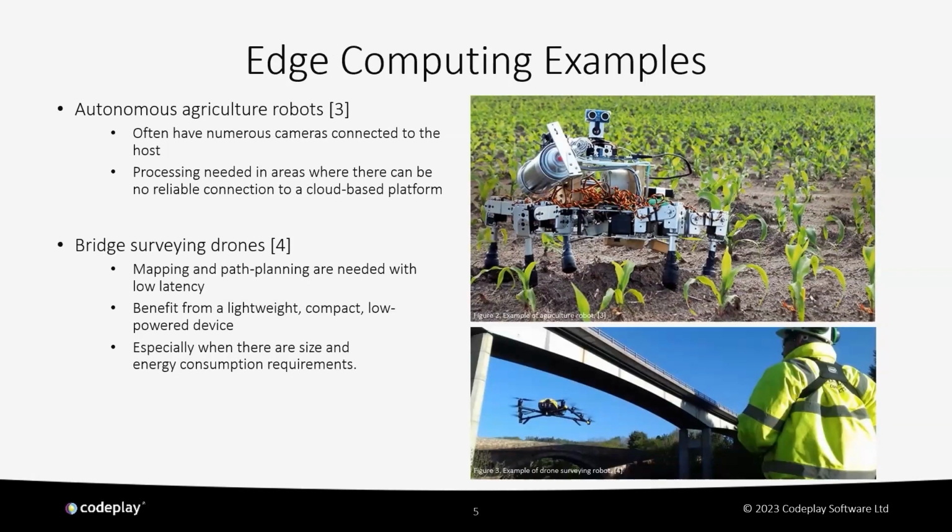So here are just some examples of different edge computing use cases. For instance, autonomous agricultural robotics, which often have numerous cameras connected to the host, all in need of processing. This is often in areas where there can be no reliable connection to the internet. Also, autonomous bridge surveying drones, where mapping and path planning are needed with low latency, and they can't afford lag between control commands. Additionally, the rapid movement and obstruction of these structures can make the connection to the external compute resource difficult. Additionally, they would benefit from a lightweight, compact, and low-powered computation device, especially when there are size and energy consumption requirements.